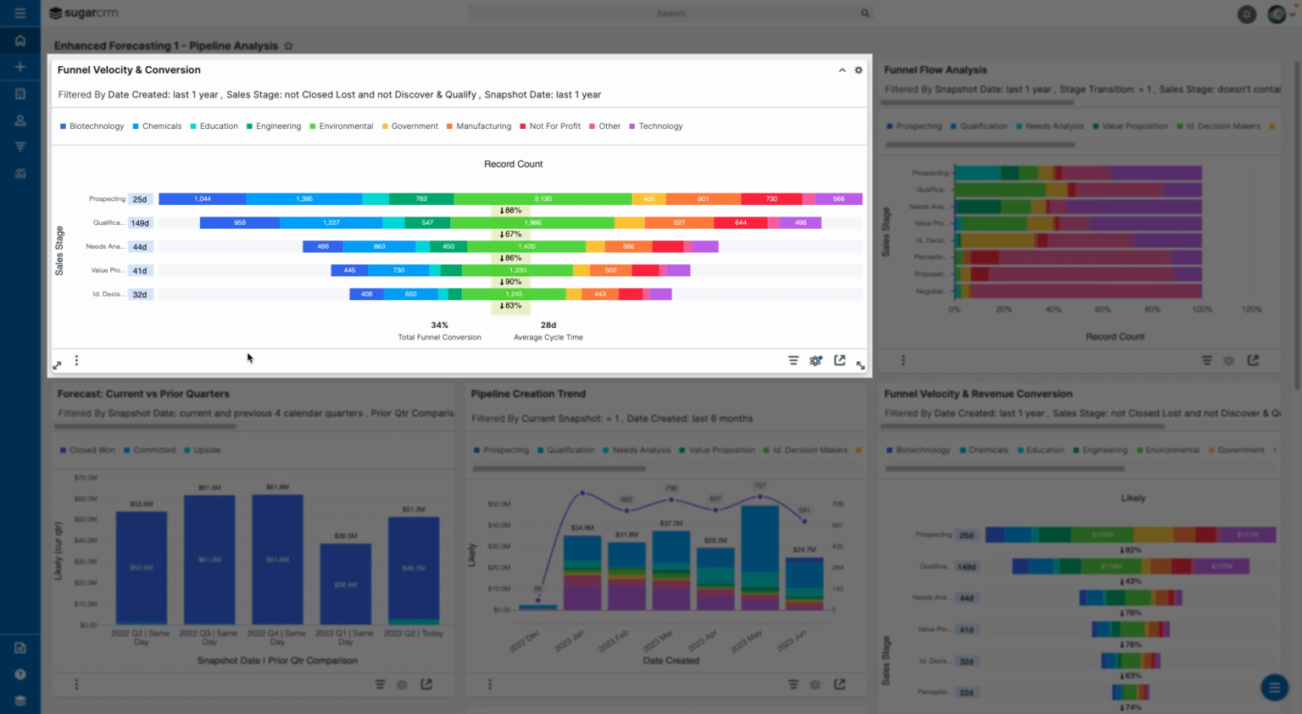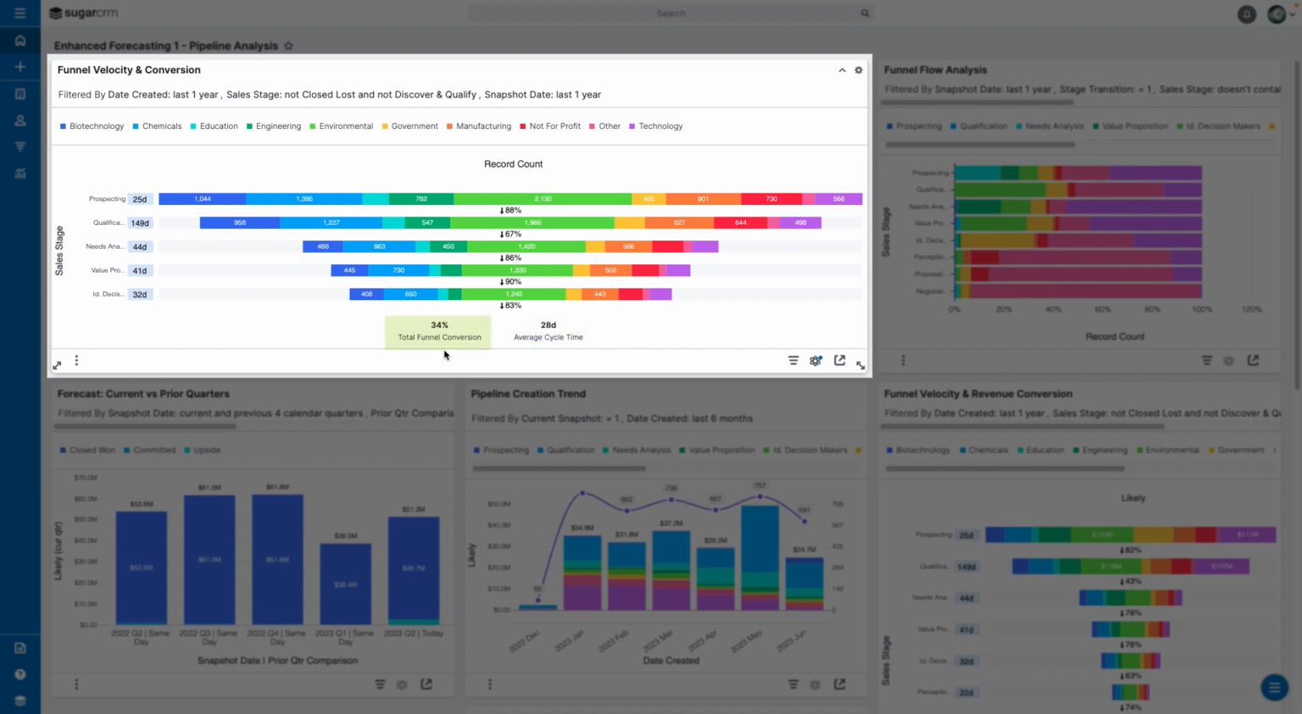The percentage between the various sales stages indicates what percent of the previous stage made it at least as far as the next stage. So looking here, 67% of the qualification stage opportunities progressed at least as far as the needs analysis stage. And at the bottom of the funnel, there are two summary metrics.